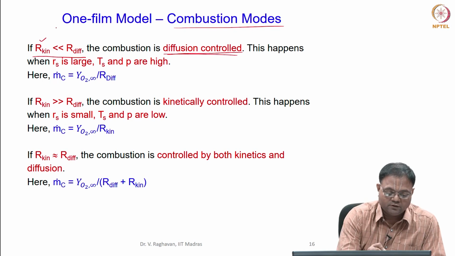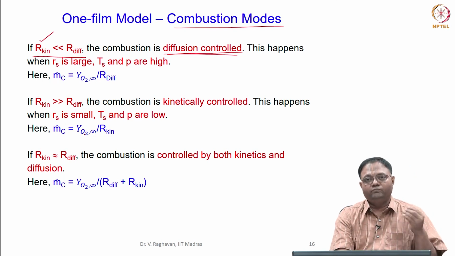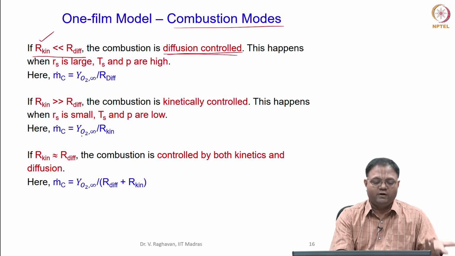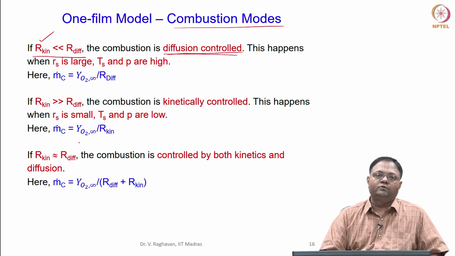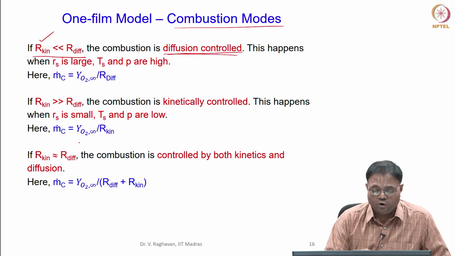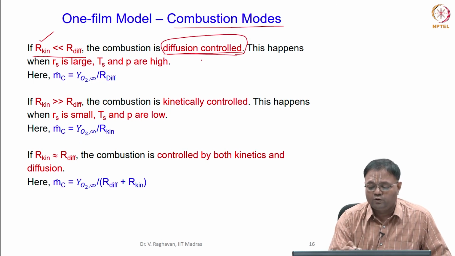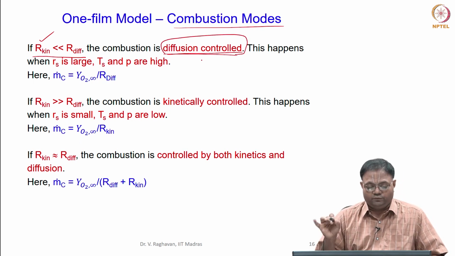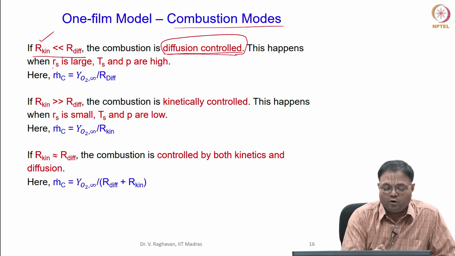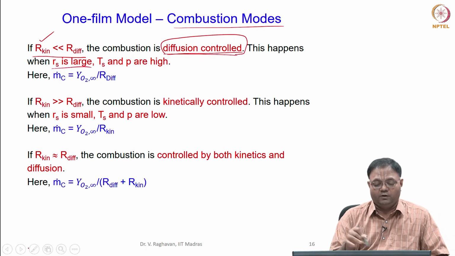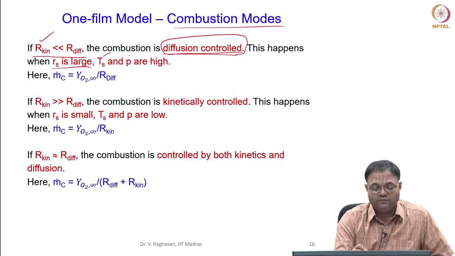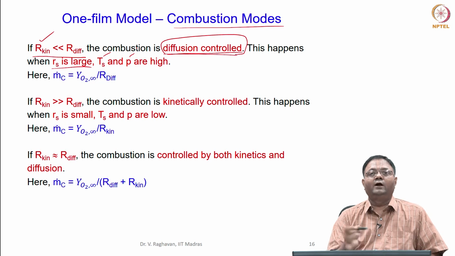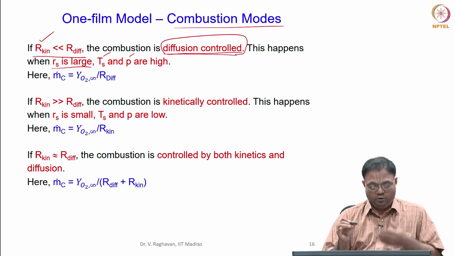When the kinetic resistance is small, that indicates that the surface reactivity is very high. The reaction will be finished and it is just waiting for the oxygen to come to the surface, and once the oxygen comes here, the reaction is completed instantaneously. So the diffusion of the oxygen towards the surface will control the combustion process. This will occur when the Rs is large, a huge droplet or particle diameter, or Ts and P being high. You will get the diffusion control.